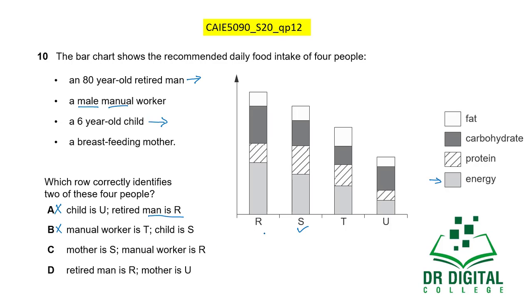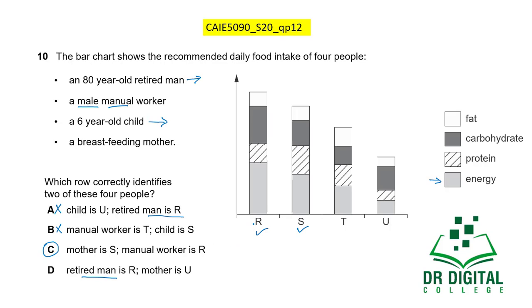And the manual worker is R. This is the manual worker. Yeah, that is the most appropriate thing, that the manual worker will need more energy and the breastfeeding mother would need less energy than that, but more than a little child and a retired old person. The retired man is R. Once again, this is wrong.